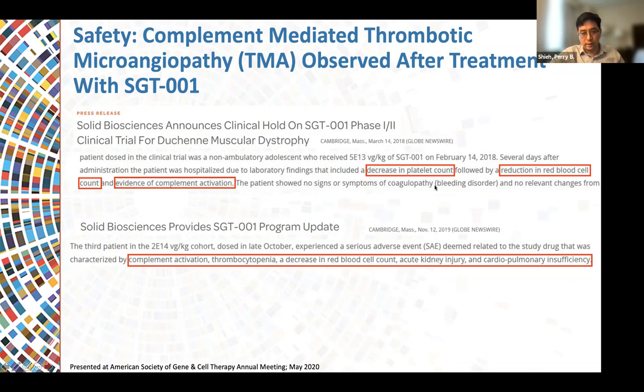And this is what was seen in a couple of patients. There was a platelet count drop, there was hemolysis, and there was evidence of complement activation. And these are two different press releases that came from this study.